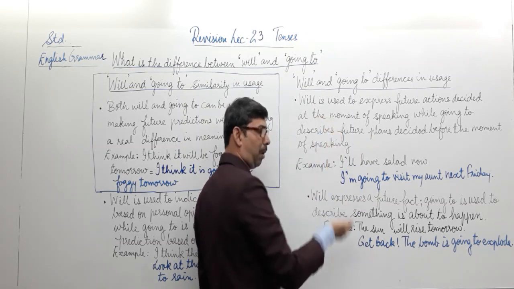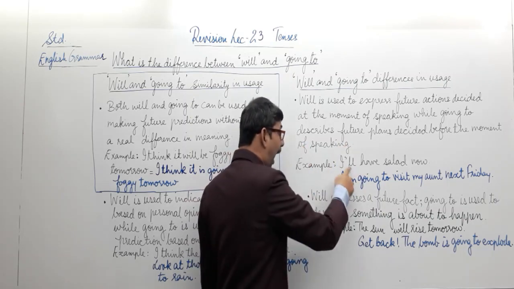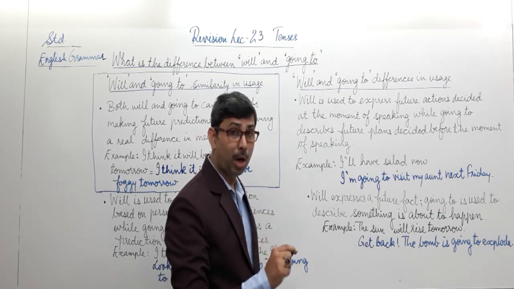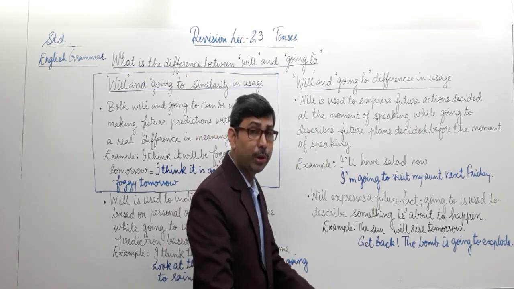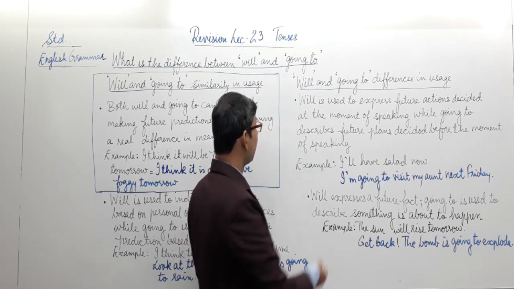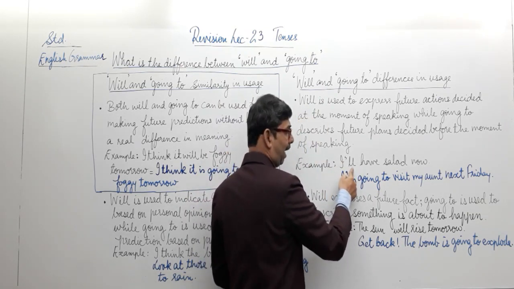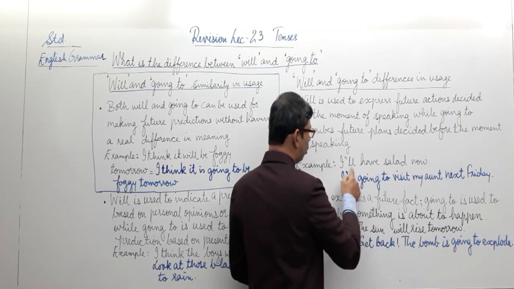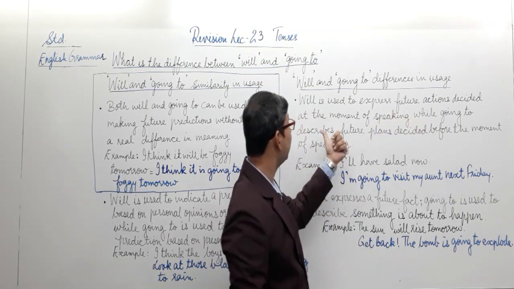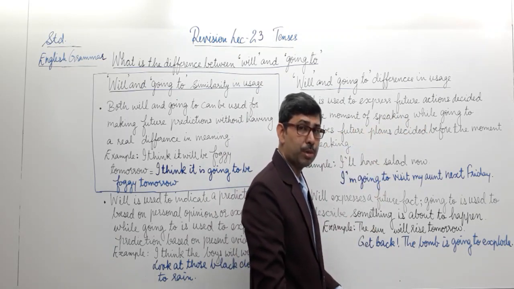Well, to understand this, we require an example, obviously. So there are two examples over here. Have a careful look. I will have salad now. So what are you trying to say? You are trying to say that now you are going to do the action of having or eating salad. Therefore, we can say we are using will over here. So will has been used over here in order to express a future action decided at the moment of speaking. Because you are going to do the action as you are speaking.